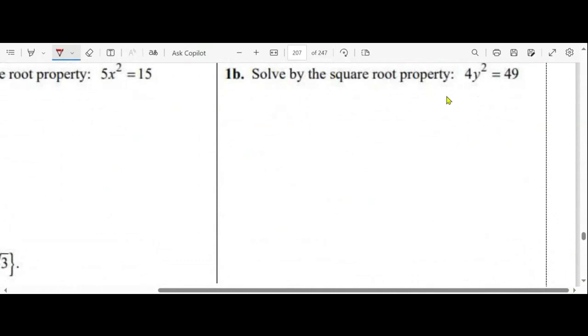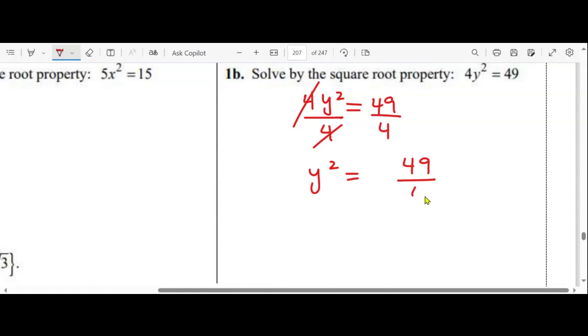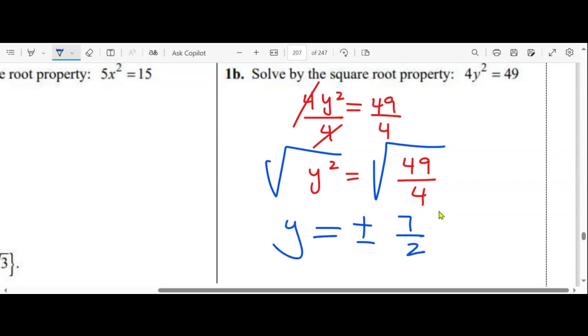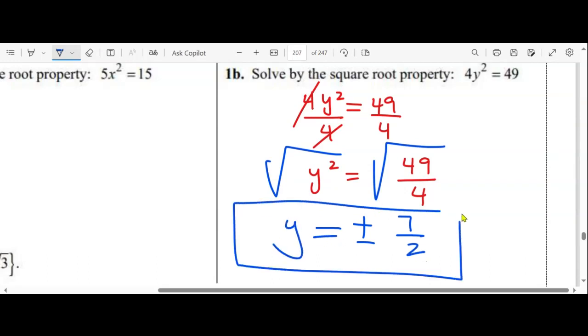Next one. First step before you start working, what should you do? You have to isolate the y squared. So you have to divide by 4. This cancels with this, and you get y squared equal 49 over 4. Do not divide or anything. Just take the square root. You get plus or minus 7 over 2. Easy as easy. That's your final answer.